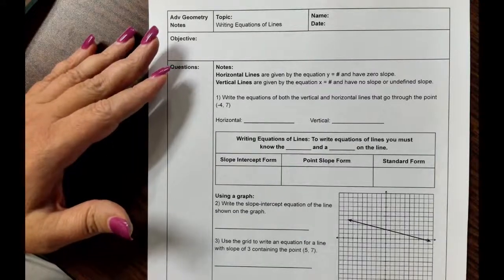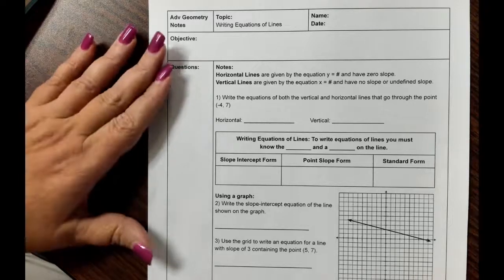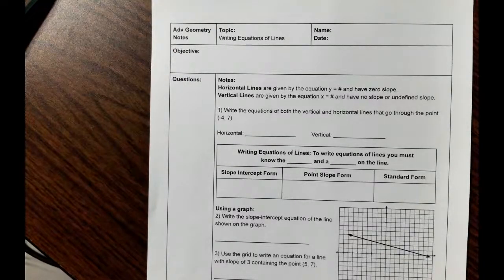In this lesson, we are going to remember how to write equations of lines. There are three basic ways that you can write equations of lines. You can write them in slope-intercept form, point-slope form, and standard form. We're going to focus on slope-intercept and point-slope form.